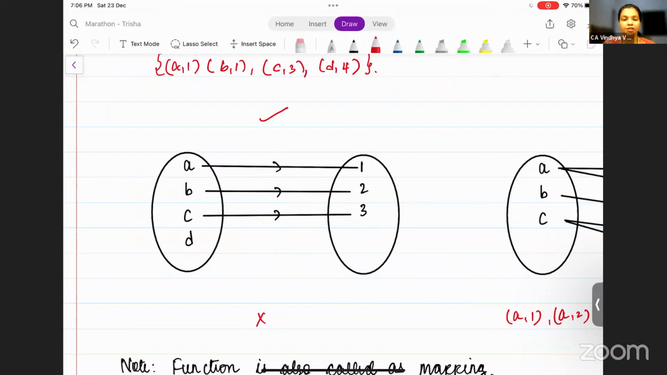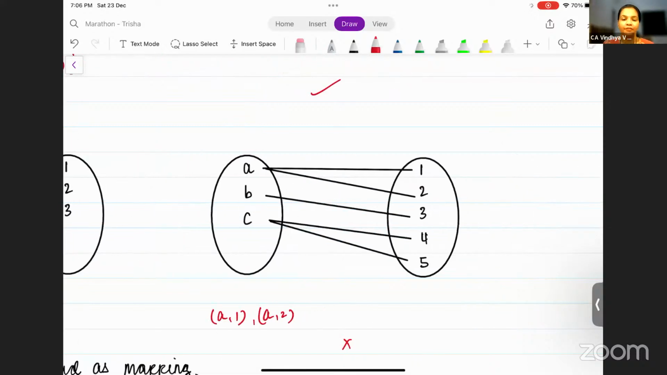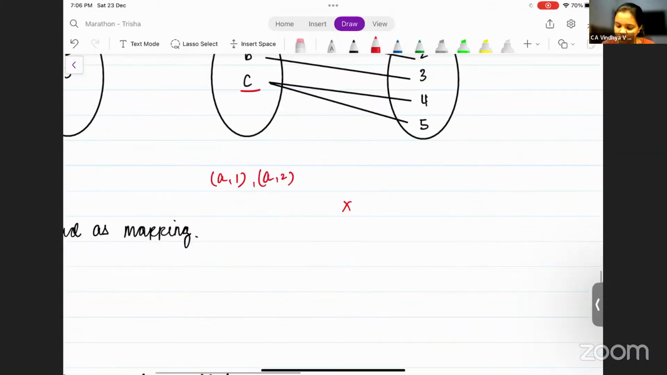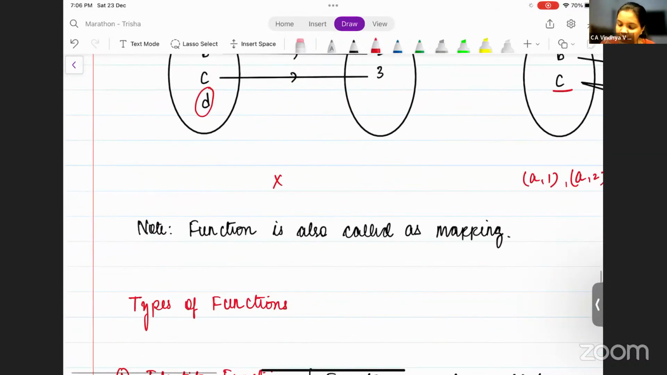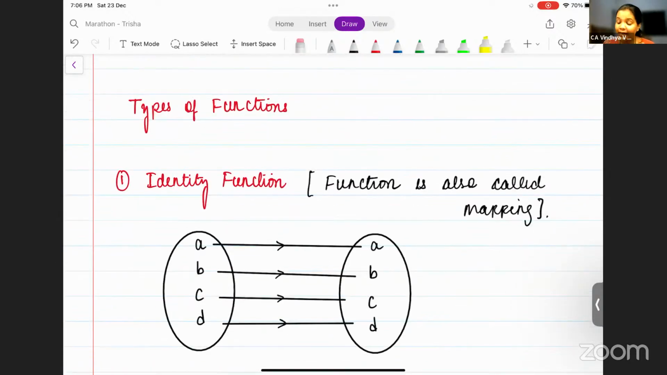This is not a function. Why? Because input D does not have an output. Next. This is also not a function because A has two outputs. C also has. So every input should have only one output. Only then we call it a function. Function is also called as mapping. Types of functions. First one is identity function.